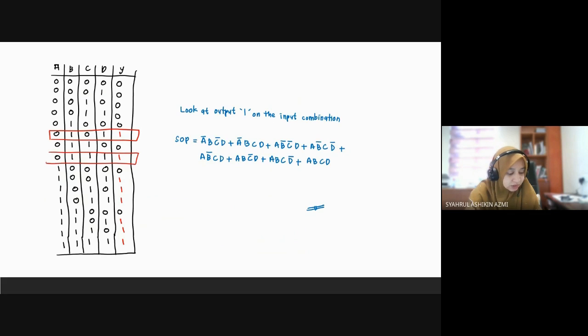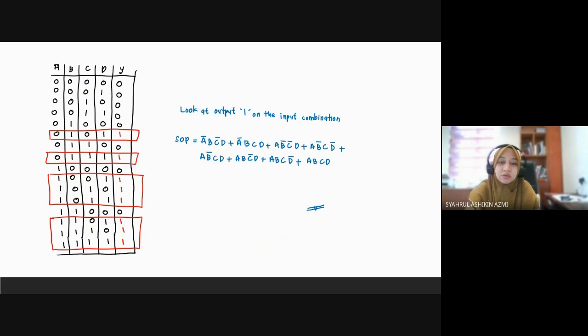If POS, look at the output of 0. So we have this. Okay, so we have 1, 2, 3, 4, 5, 6, 7, 8. So by right, you should have 8 input combinations in writing up your standard SOP form, which is 1, 2, 3, 4, 5, 6, 7, 8.